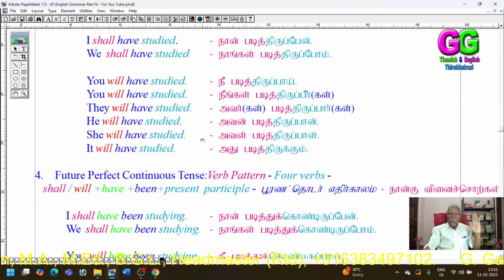So, in simple future perfect tense, three verbs are used. First auxiliary shall or will, second auxiliary have, and the third is the past participle of the finite verb.